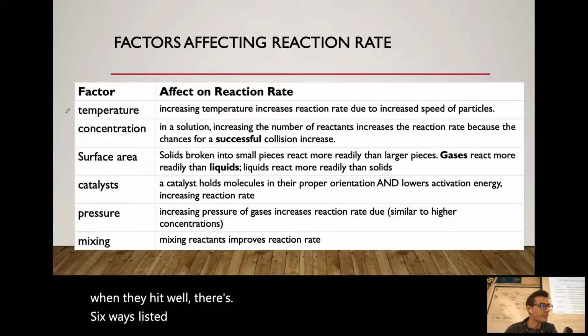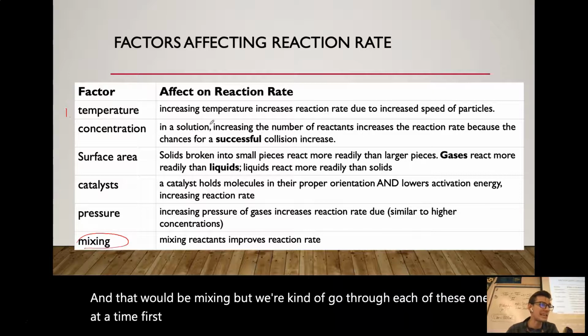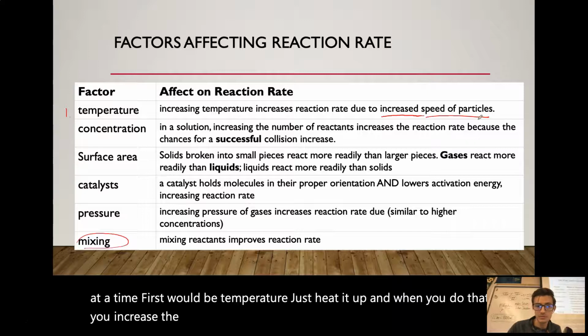Usually people mention 5. I'm going to give a 6th, and that would be mixing, but we'll go through each of these one at a time. First would be temperature. Just heat it up. And when you do that, you increase the speed of the particles. That's what I was doing in the little simulation there.